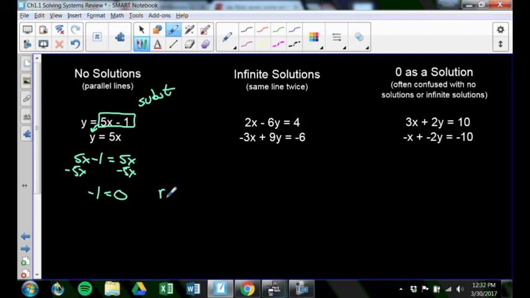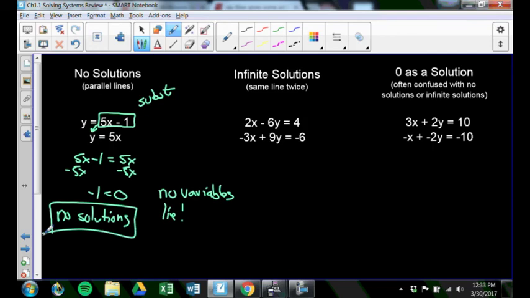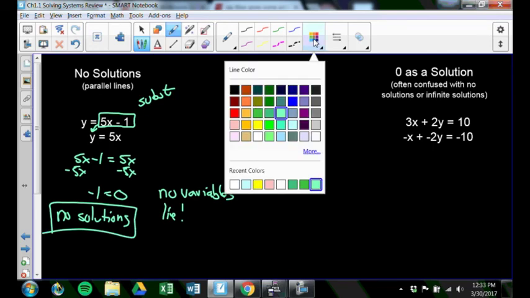This has no variables, and it's a lie, by which I mean -1 does not actually equal 0. This has no solutions. Whenever you get something like 1 equals 0, 6 equals 5, -3 equals 2, some untrue statement without variables, that is no solutions.